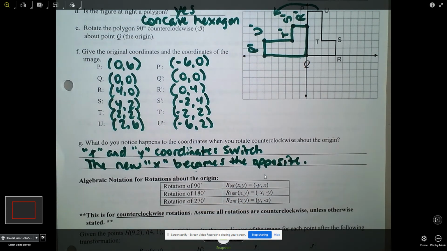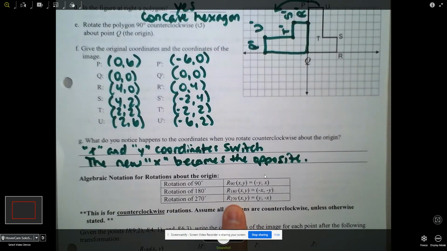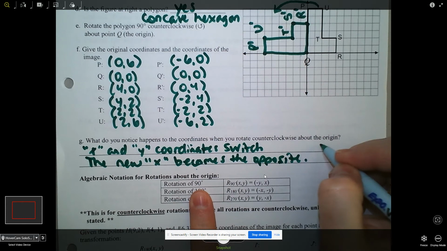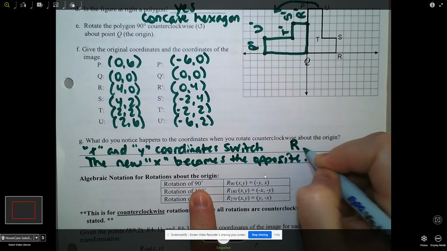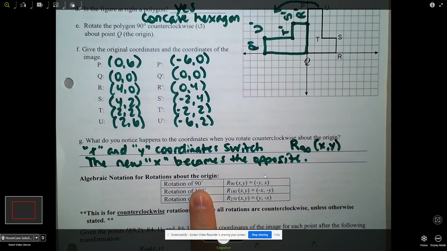And in order to write that, you'll see down here, we've got our rotations. And we would say this one right here, a rotation of 90 degrees. We would say that a rotation, capital R, of 90 degrees for a coordinate XY becomes -YX. They swap spots and the new one in the X position becomes its opposite. So that's this one, the top one here in the table for things to memorize.